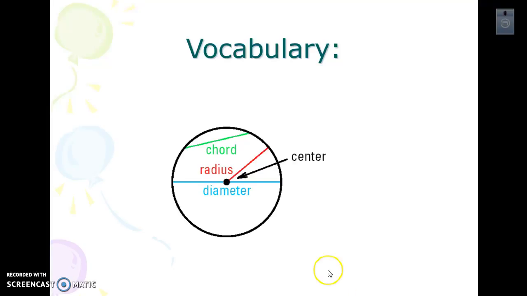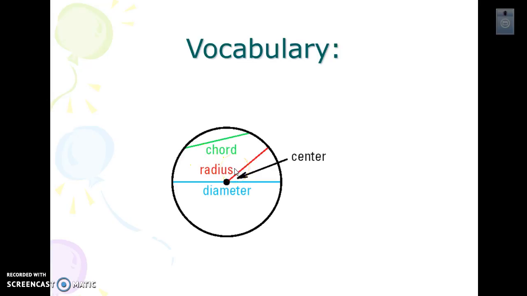Any line that goes from a point on the circle to another point on the circle, that is what we call a chord. So once again, a chord is a line segment that goes from one point on the circle to another point on the circle. Moving on to the red, radius.